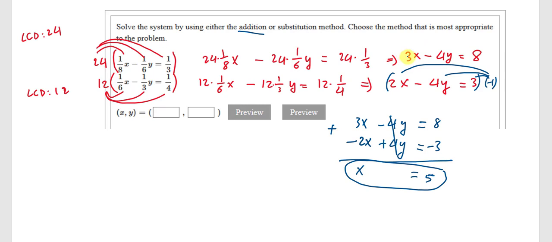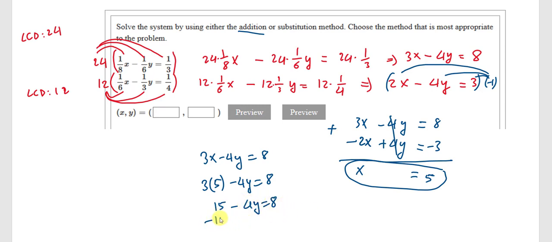Let's just still use the first equation. So 3x minus 4y equals 8, but now your x is 5. So anywhere I see x now becomes 5. And then minus 4y equals 8. This is 15 minus 4y equals 8.